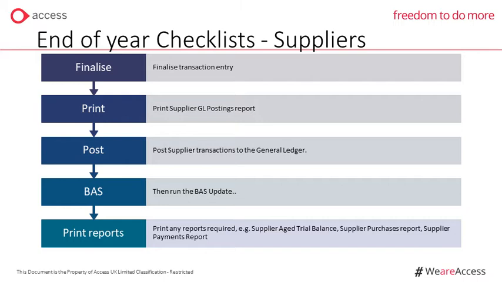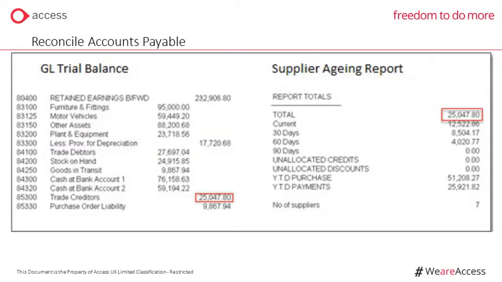Before closing the books for each reporting period, you want to make sure the total of the aged trial balance matches with the trade creditor's control accounts. If you're period-based, print out the supplier aged trial balance. If you're date-based, use the aging report. Totals need to match what is in your general ledger.